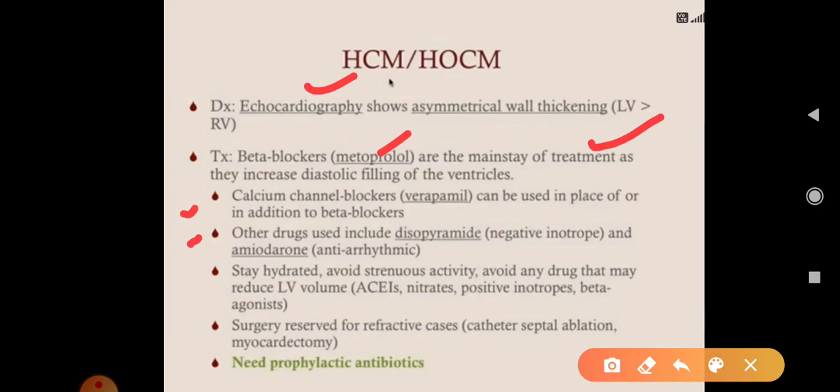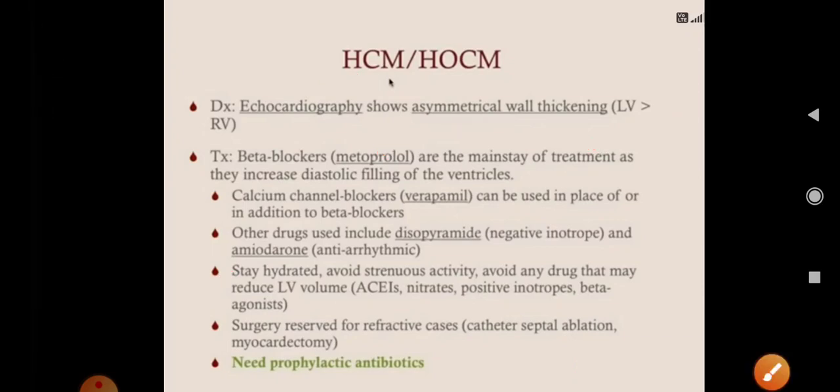Stay hydrated. Avoid strenuous activity. Avoid any drug that may reduce left ventricular volume, for example ACE inhibitors, nitrates, positive inotropes, and beta agonists. It's not a beta blocker, here it is beta agonist. Avoid these. Surgery is reserved for refractory cases: catheter septal ablation, myectomy. In this condition, we need prophylactic antibiotics.